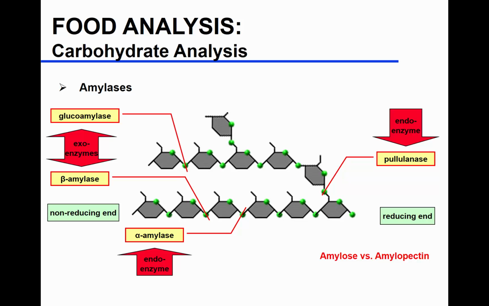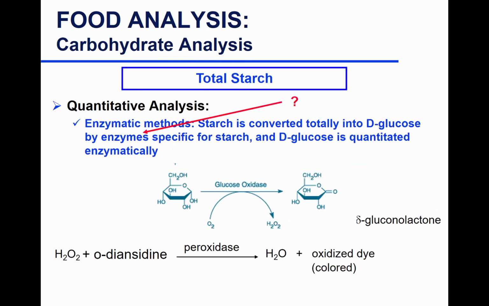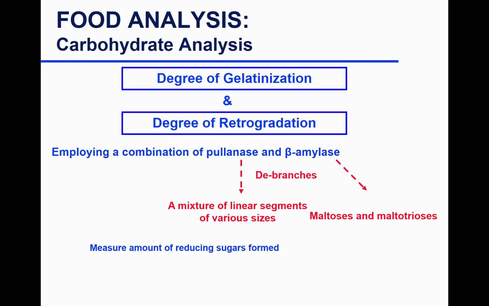Okay? So they can hydrolyze gelatinized starch. They cannot hydrolyze retrograded starch. And that's why the same method can be used for both. So if you want to measure degree of gelatinization, then you would use a combination of pullulanase and alpha amylase, and then measure the reducing power of the resultant solution, where it will have maltose and maltotriose with the reducing end. And then you can measure the reducing sugar using one of the methods we talked about last time. That's the Somogyi-Nelson method, for example, with the arsenomolybdate reagent. So you can do that.